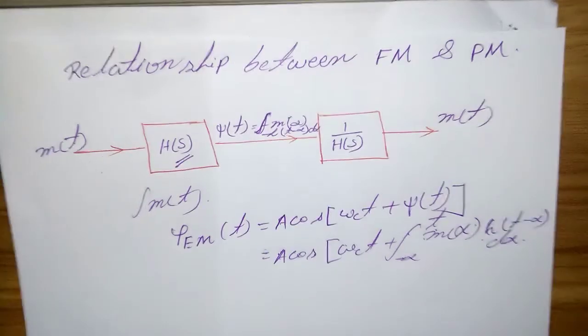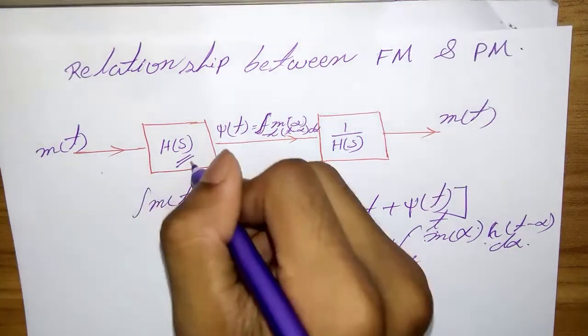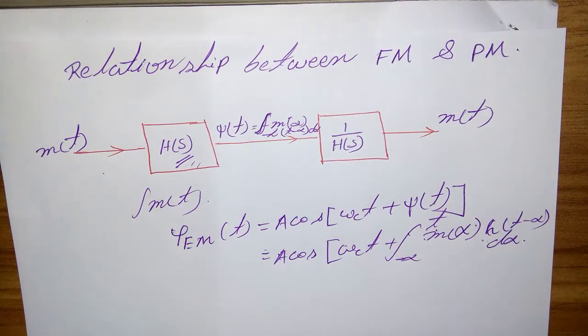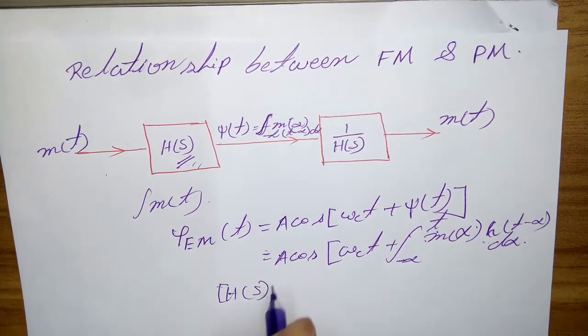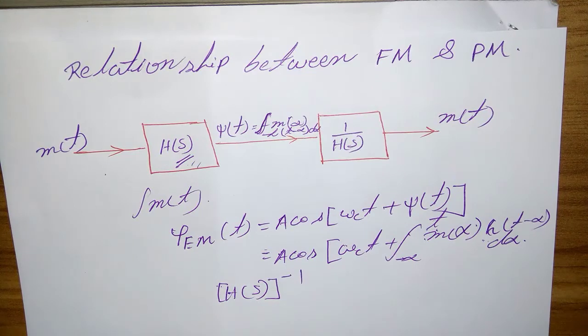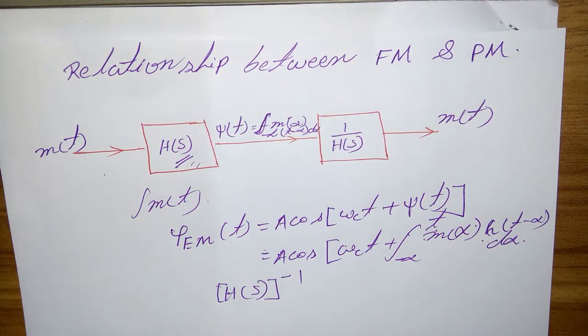Okay, so as long as the transfer function H(s) is a reversible or invertible operation, m(t) can be recovered from psi(t) by passing it through a system with the transfer function. In this case, the transfer function will be the inverse, that means 1 over H(s), as shown in the figure.